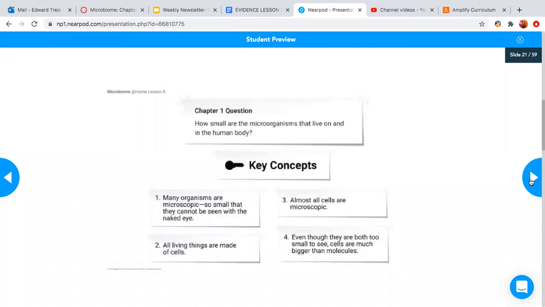All right, so our chapter one question stated, how small are the microorganisms that live on and in the human body? We found out that they're very, very small. Some of them are only made up of one cell, such as bacteria.